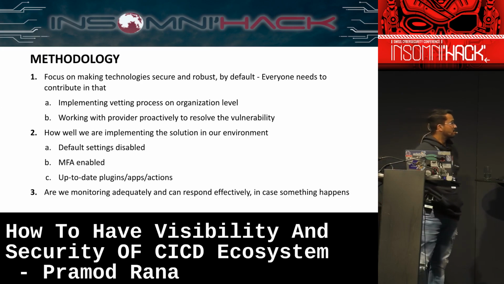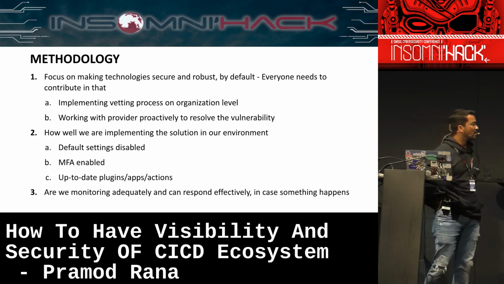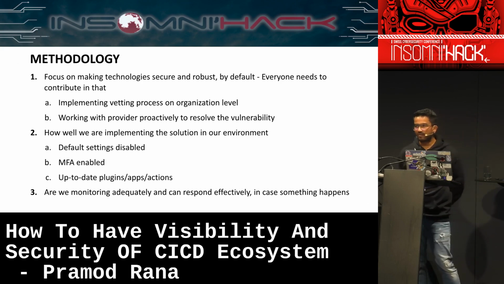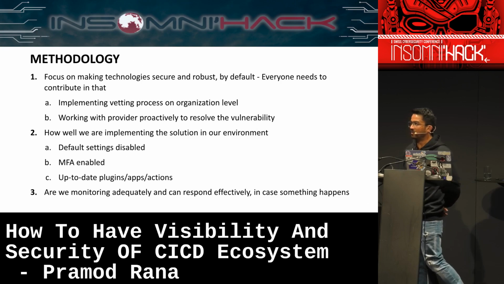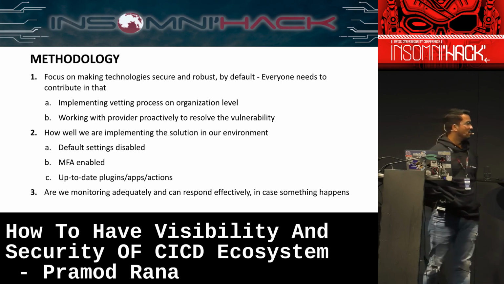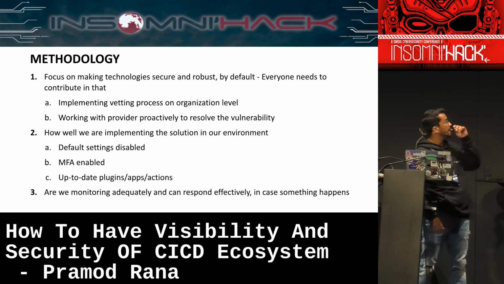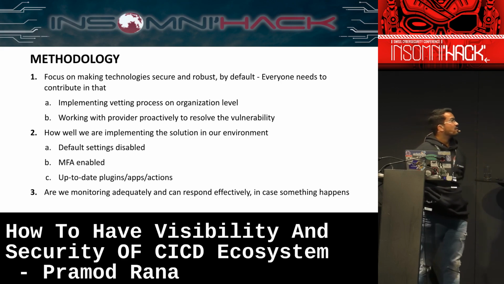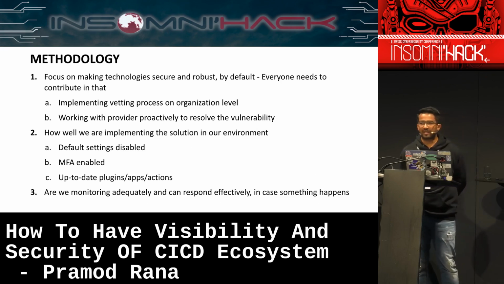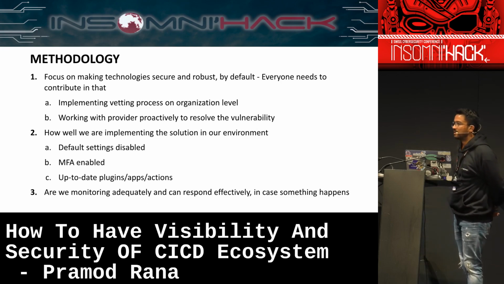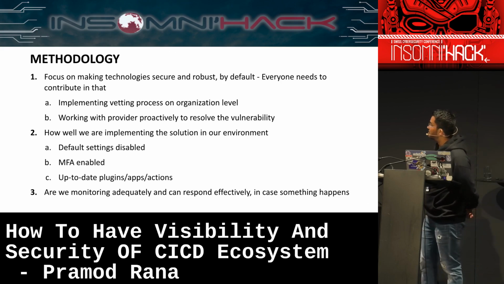The third part is the continuous monitoring part, where first we are monitoring whether anything bad happened. Are we able to detect it? Second, can we respond effectively if something bad happens? So these are the three aspects we need to look at when we are building a methodology for securing the CI/CD ecosystem in the organization.